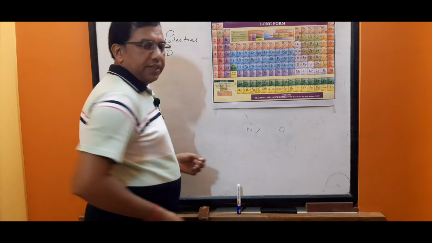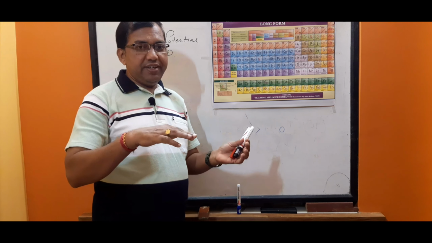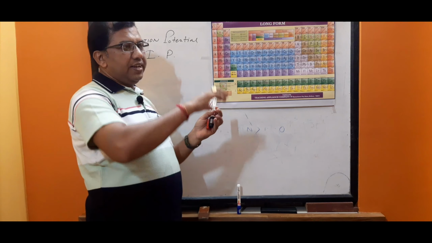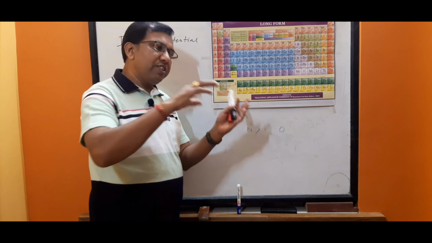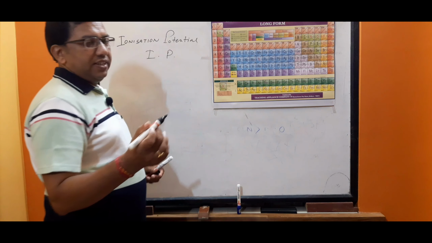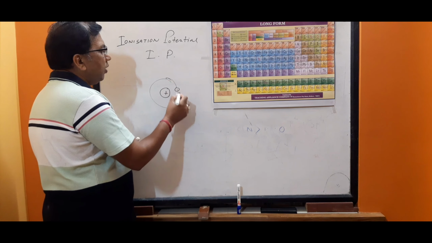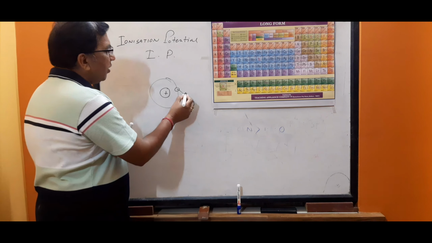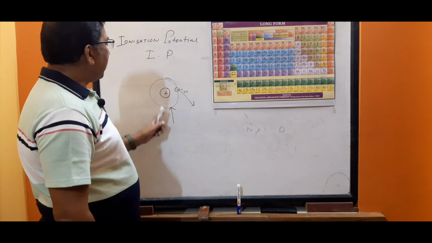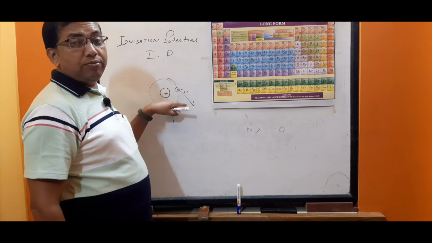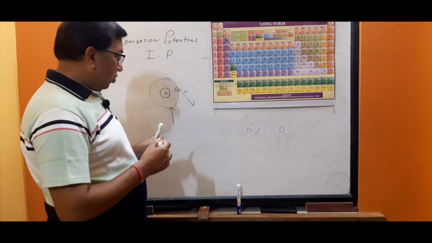Now come to ionization potential, in simple form IP. It is just the opposite of the electron affinity. In case of affinity, energy is released on entering an electron, and ionization potential is the minimum energy required to remove an electron from the isolated gaseous atom, from the last shell. Here is an electron, and we have to remove this electron, so you have to give the required energy. The amount of energy required to remove an electron from the isolated gaseous atom is known as ionization potential. Clear?